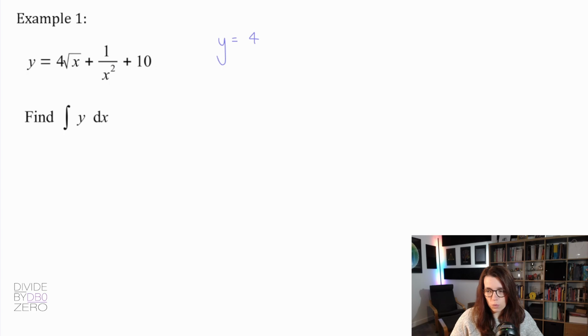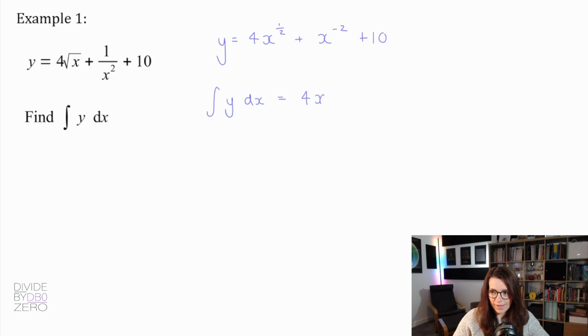So y equals 4 and then x to the power of a half instead of root x, plus x to the power of minus 2 instead of 1 over x squared, plus 10. Now we're ready to integrate. So term by term, first one is going to be 4x to the power of 3 over 2 divided by 3 over 2. Add 1 to the power, divide by the new power, plus x to the power of minus 1 divided by minus 1, plus 10x.